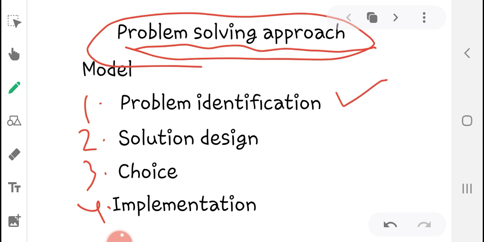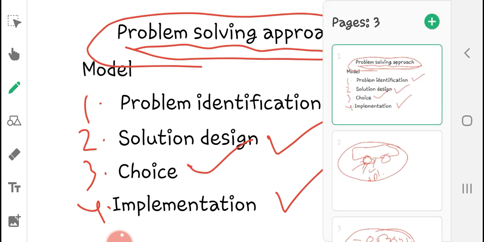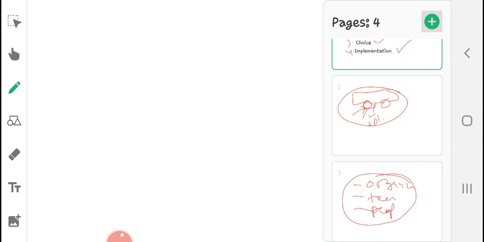The first step is problem identification. The second step is solution design. The third step is choice and implementation. So if you are an information systems specialist, then the simple model that you can use to solve a problem is through these four important steps. Now let us take a look at one step after another.